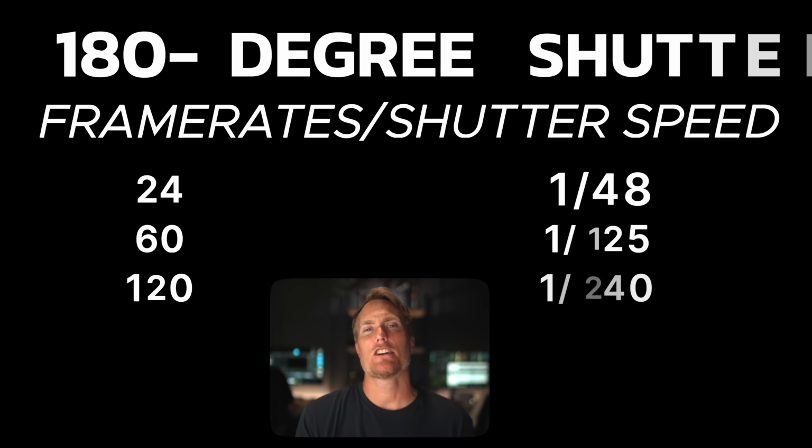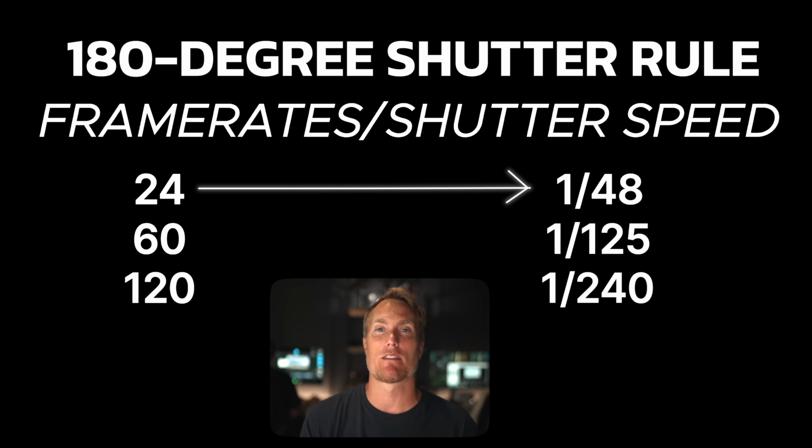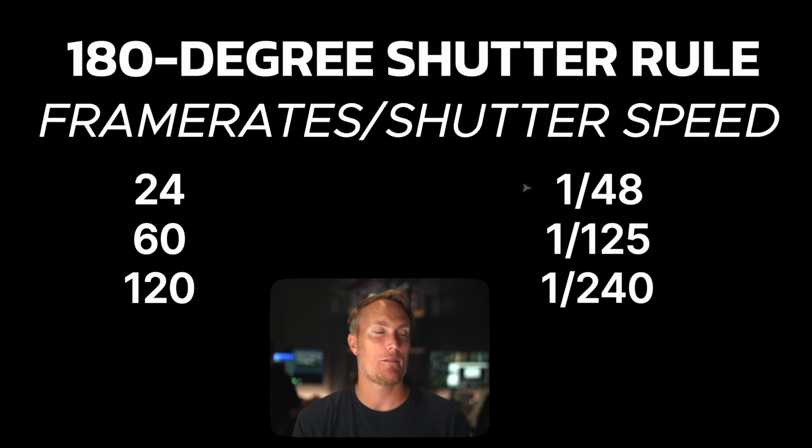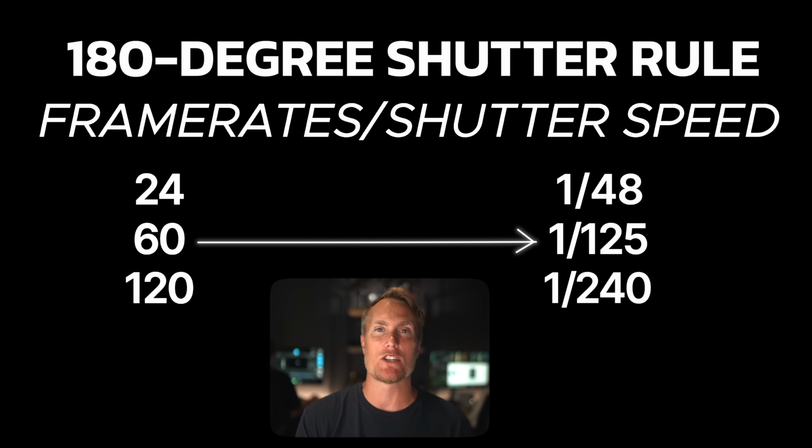And we want to use the 180-degree shutter rule. The 180-degree shutter rule states that your shutter speed should be double your frame rate. So if you're shooting in 24 frames per second, then you should change your shutter speed to 1/48. And if your shutter speed doesn't go to 1/48, then do the next best thing, maybe 1/50. If I'm shooting in 60 frames per second, then I'm gonna change my shutter speed to 1/125. And if you stick to this rule, you should be fine.